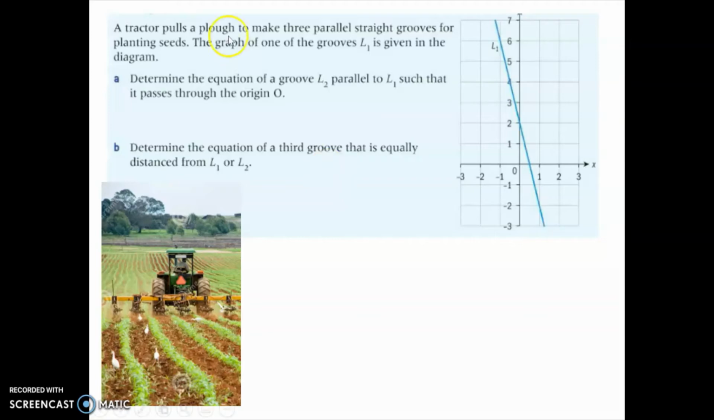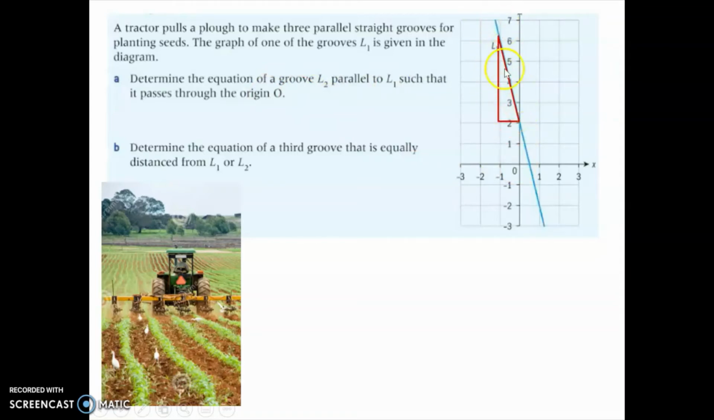We have a tractor pulling a plow, and it is pulling a plow with many attachments like this, so it's making parallel grooves for planting seeds like this. So here's one of the grooves. It is graphed here. Determine the equation of groove L2, so line number 2. So there's going to be another groove, and it's going to be parallel, just like they are here. L2, which is parallel to L1, such that it passes through the origin. So there's another groove that's parallel to this one, passing through the origin.